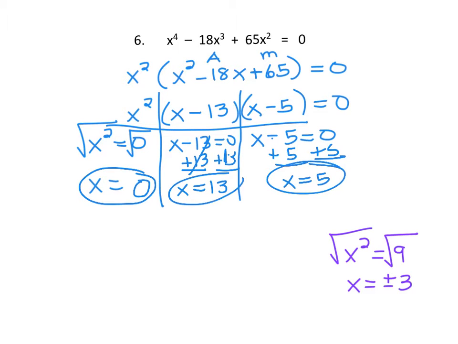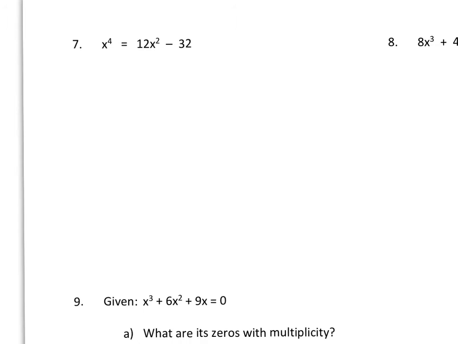Okay, so in this case, even though it was a 4th degree equation, we only wound up with 3 solutions because here, there's no such thing as positive and negative 0. Okay, so the next one you had to try was number 7.